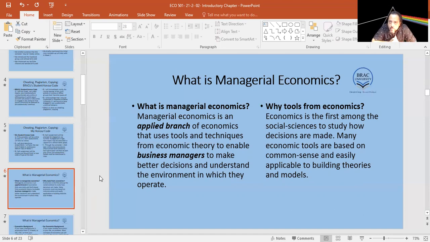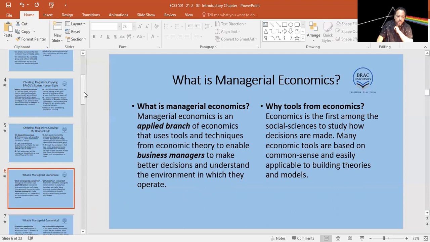Second reason for using economics tools is many of these economics tools are based on common sense. Therefore, they are very much easily applicable to model building, theories and models. That's why we're going to use economics tools.